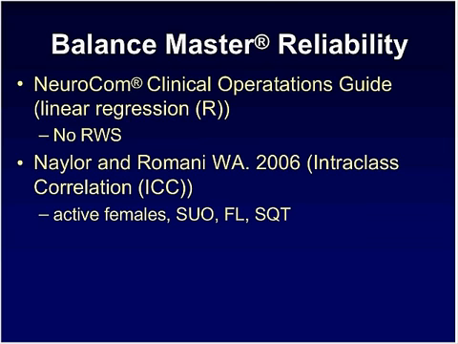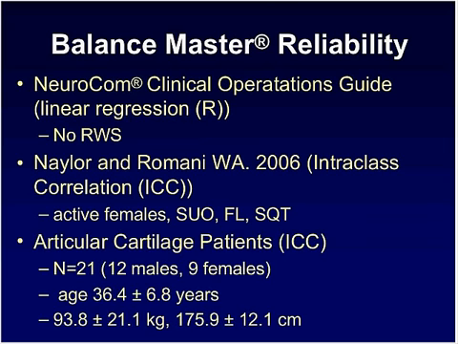One of the things we'd like to do today, after I go through these tests, is provide you some of the reliability values that we have either determined in our laboratory or pulled from the literature. At the end of each test, I'll have a slide that lists reliability values, and they came from one of 3 places: the NeuroCom Clinical Operations Guide, a paper by Naylor and Ramani, which studied a group of active females for the step up and over, forward lunge, and squat, and some of our own data, which was specifically obtained from articular cartilage patients.